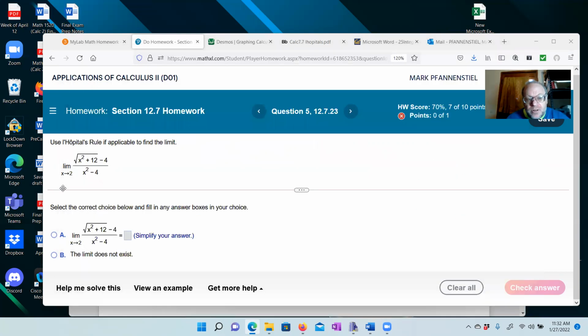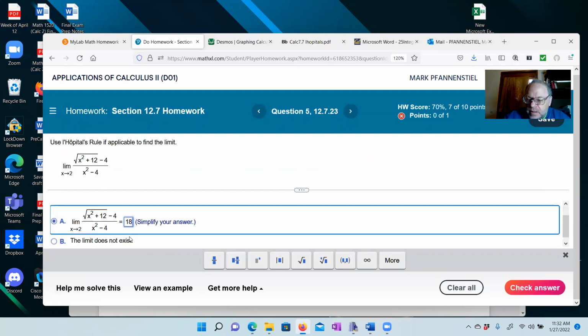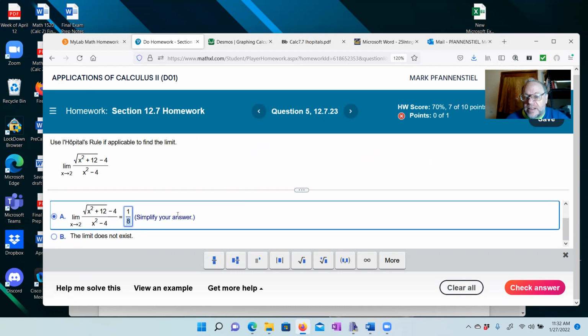Okay, so here we're just going to have 1 over 8. Oops, not 18. 1 over 8. Okay, and that's going to be my answer for something like this. Okay, so that's how you use L'Hopital. That's what's going to go on here.